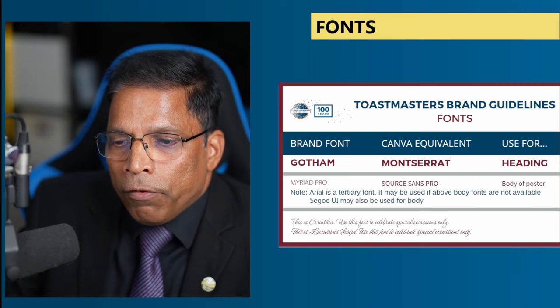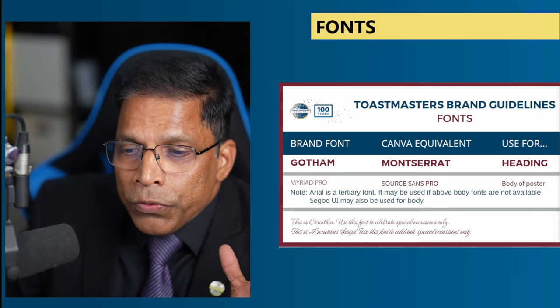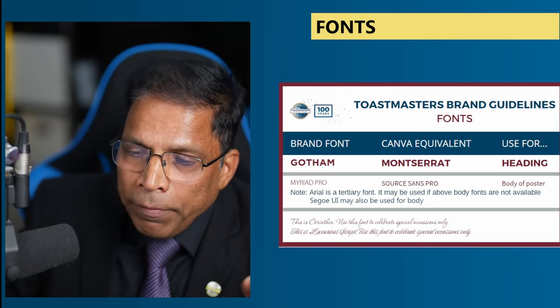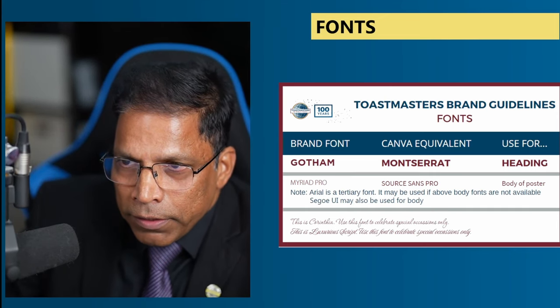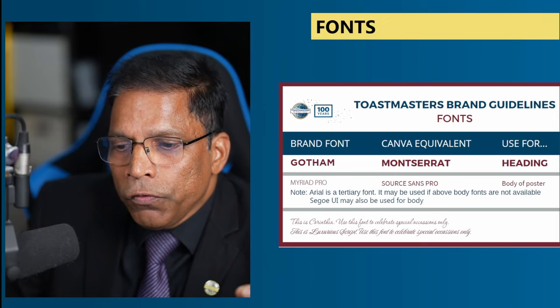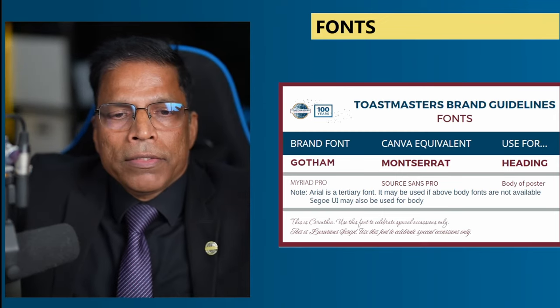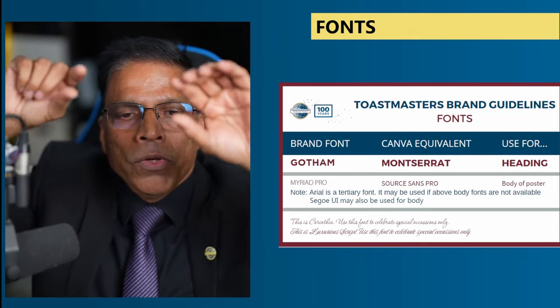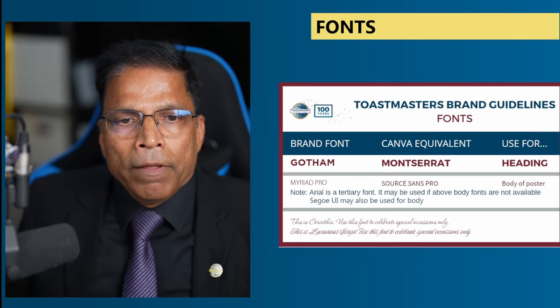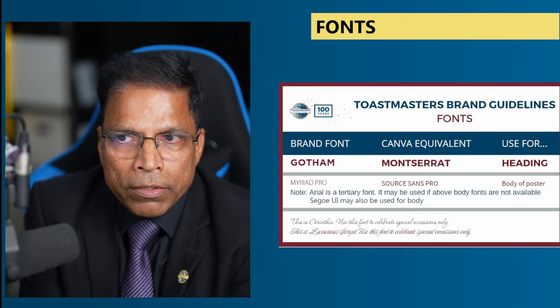Toastmasters has provided us alternates, which are free. So if you are using Canva, primarily we will use Montserrat. Remember the name Montserrat and Source Sans Pro. These are the two fonts that we will be using. Montserrat is for your headings. So if you are putting a club name, you can use Montserrat for that. If you are putting other body text, you will use Source Sans Pro for that.